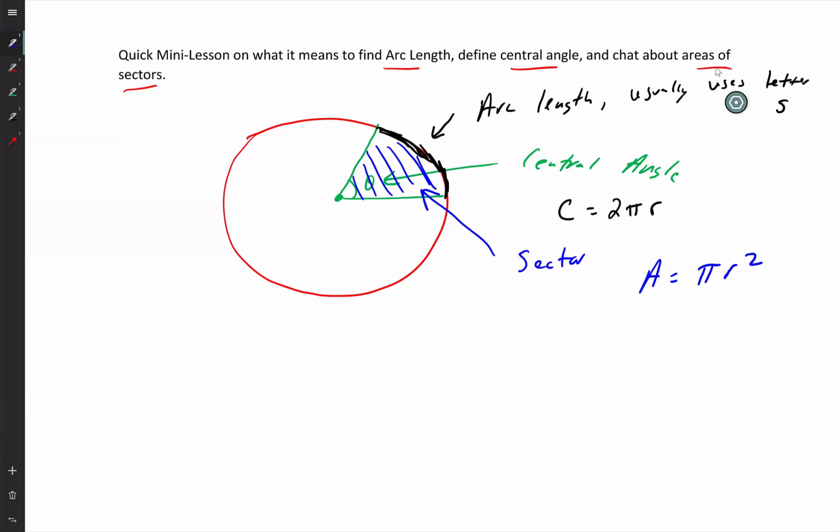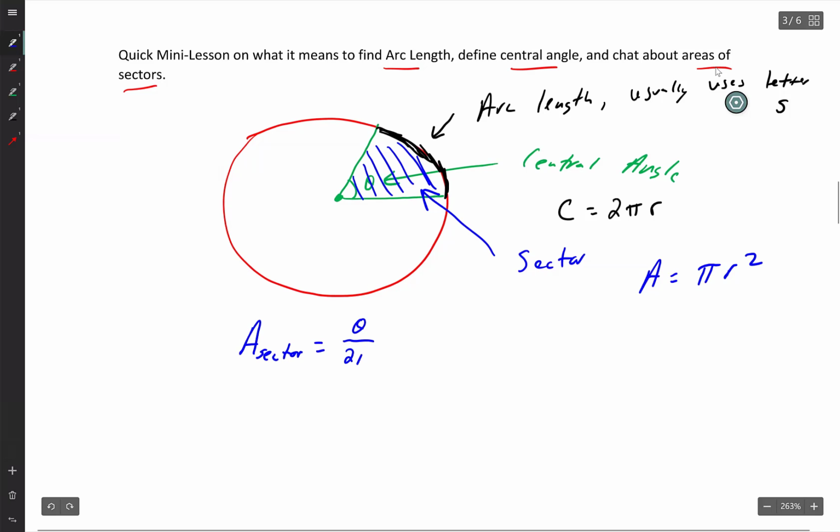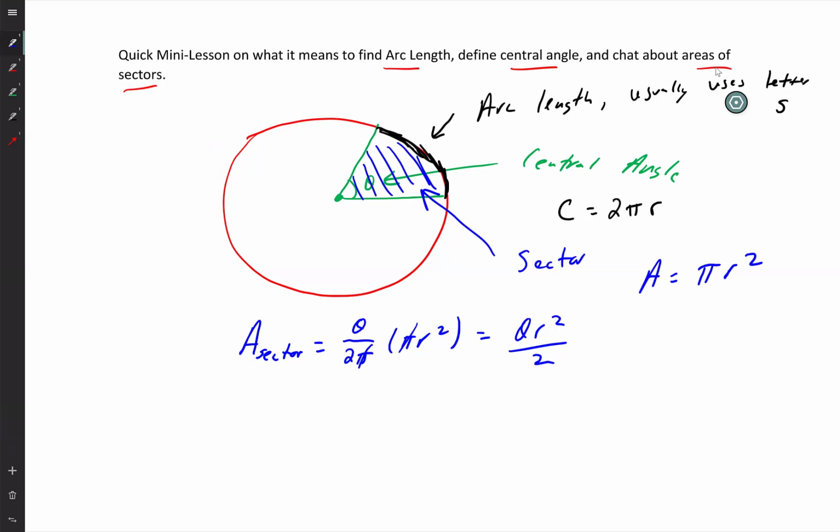So let's talk about how we get area of a sector and how we get arc length. Area of a sector, you can just do a proportion: theta divided by 2 pi, because remember 2 pi is 1 revolution, times pi r squared. This is if you're in radians. Notice the pi's cancel out, and you get theta r squared over 2.